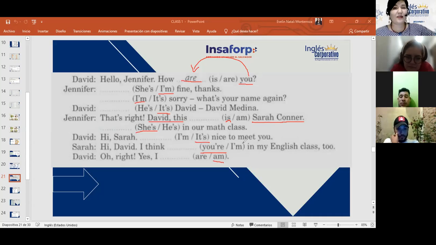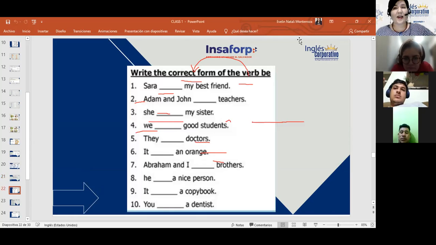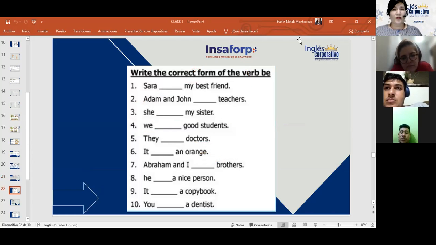All right. Yes, I am. Right? That is the form of sentences that we create. We need to be very careful when we create the sentences because we need to check on the different subjects that we are talking about, okay? We need to be very careful at the moment of creating the sentences. And in here, I have a very short example of the verb to be. You are going to tell me if it is, are, or am.